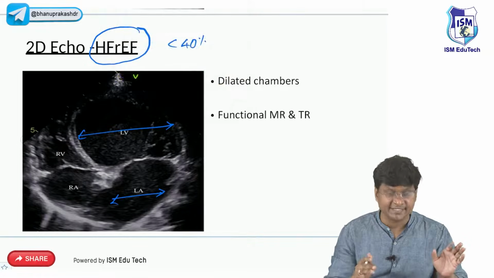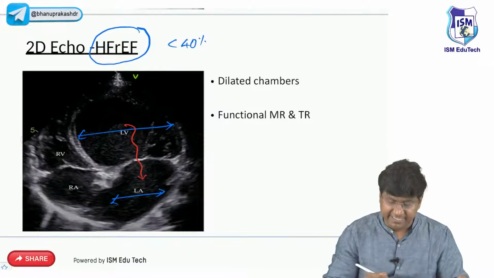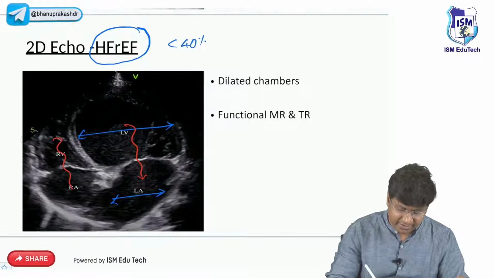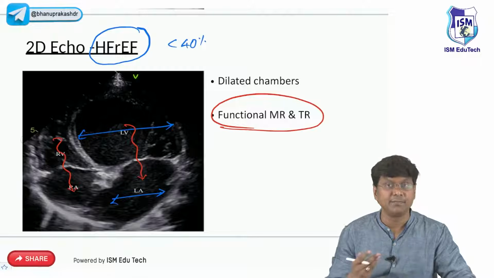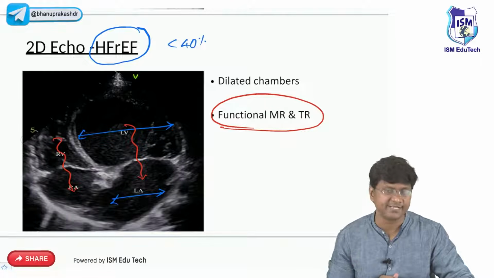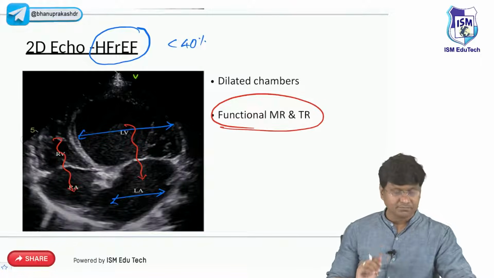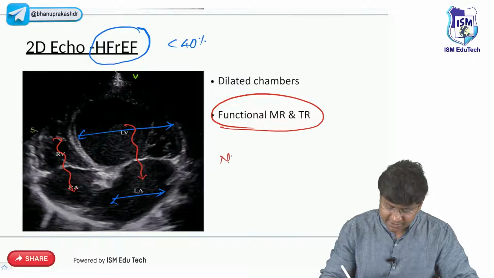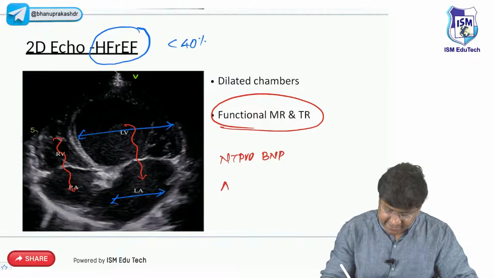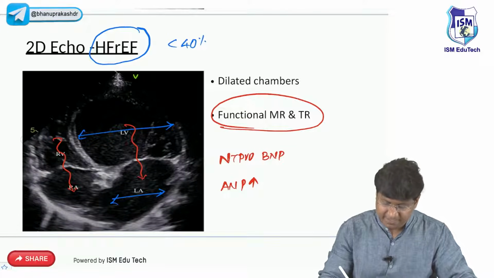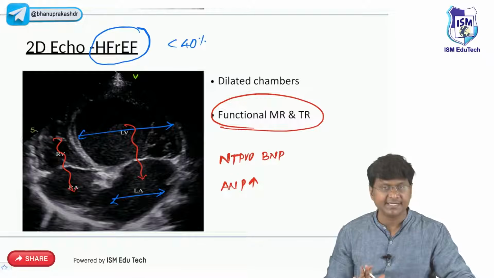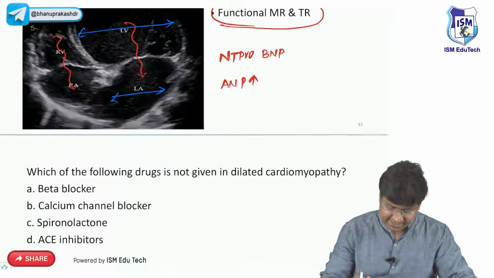Through these dilated chambers, from the left ventricle the blood will enter into the left atrium, and from the right ventricle the blood will enter into the right atrium. That we call functional mitral regurgitation and functional tricuspid regurgitation. In these individuals, the cardiac biomarkers, that is NT-proBNP and the ANP, are elevated. Then next is the treatment.